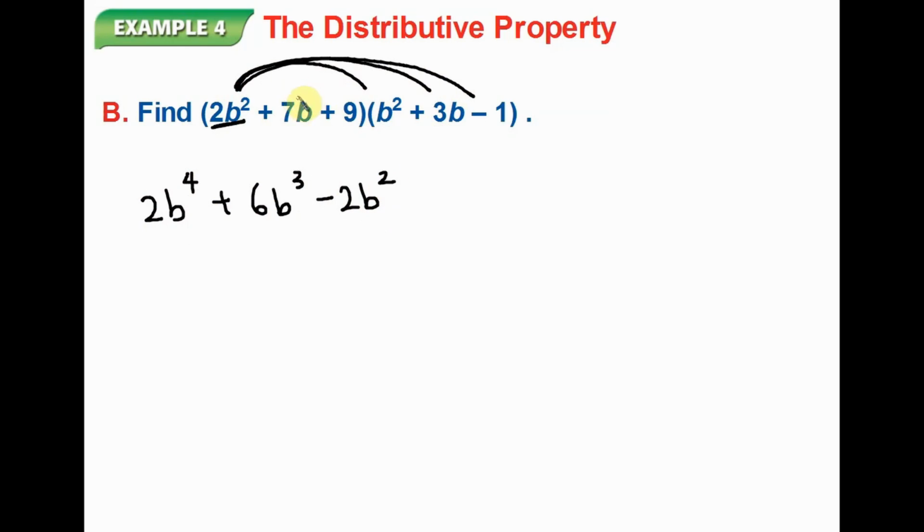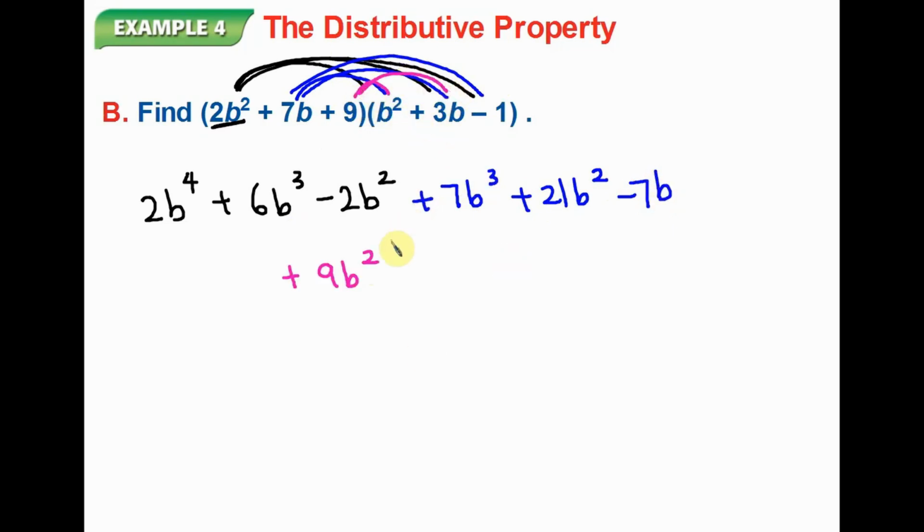Now you're going to do it with 7b. So 7b times b squared, the second term. 7b times 3b will be 21b squared. And then the last one will become negative 7b. Just one more. 9 times b squared, 9 times 3b, and then 9 times negative 1 will be negative 9.